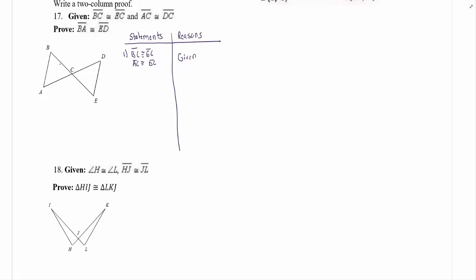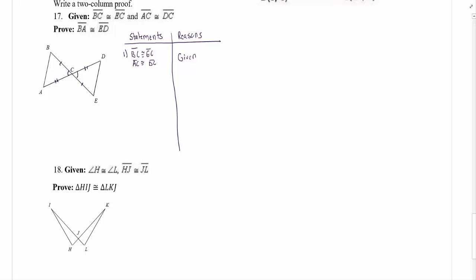Write the picture, label it as we go along. BC is congruent to EC. I'm going to label that. AC is congruent to DC. And notice what this will help you do. I can prove the triangles congruent now by side angle side if I labeled those congruent.